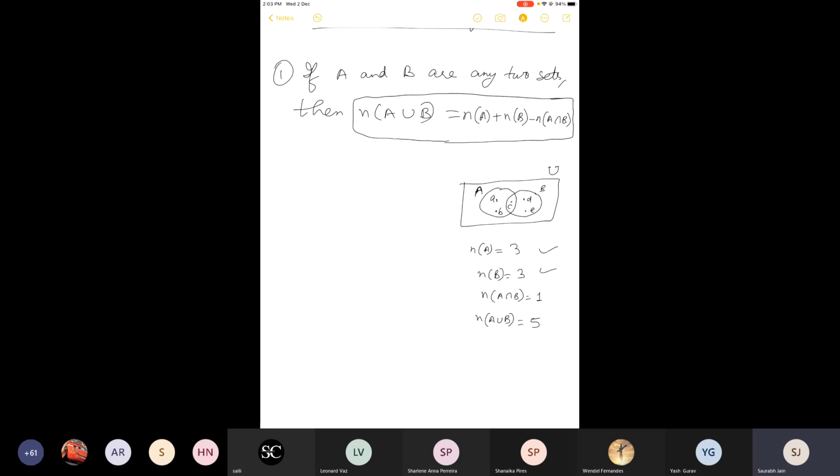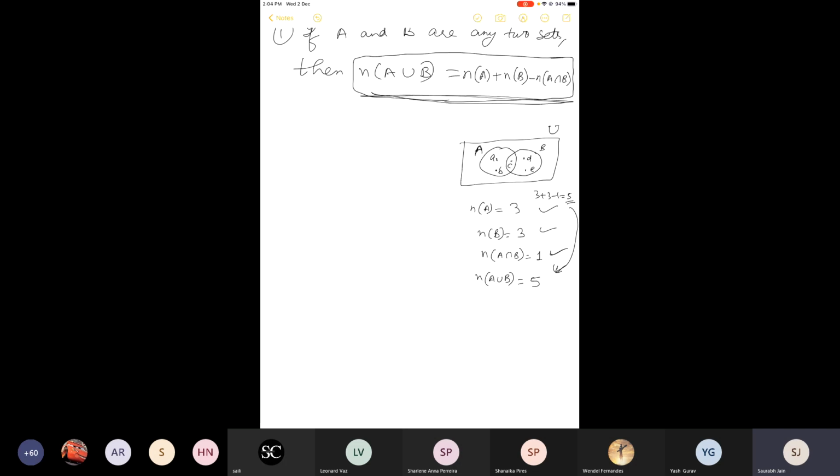Now you check these values and you put it here. You will get LHS equal to RHS. What about the RHS? Number of elements in A is 3. Then number of elements in B again 3. 3 plus 3 minus 1 gives you 5. And this is same as the number of elements in A union B. Alright. So this is just the verification. We'll be using this result in some word problems. At that time we will see how to make A and B and how to use this result. This is the first one. Let us do one thing. Let us solve some questions on this only. Then I will take the second result.